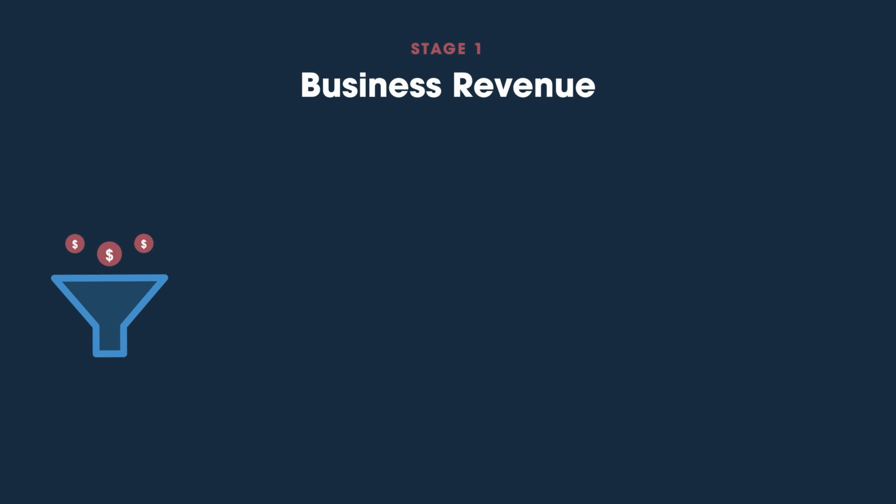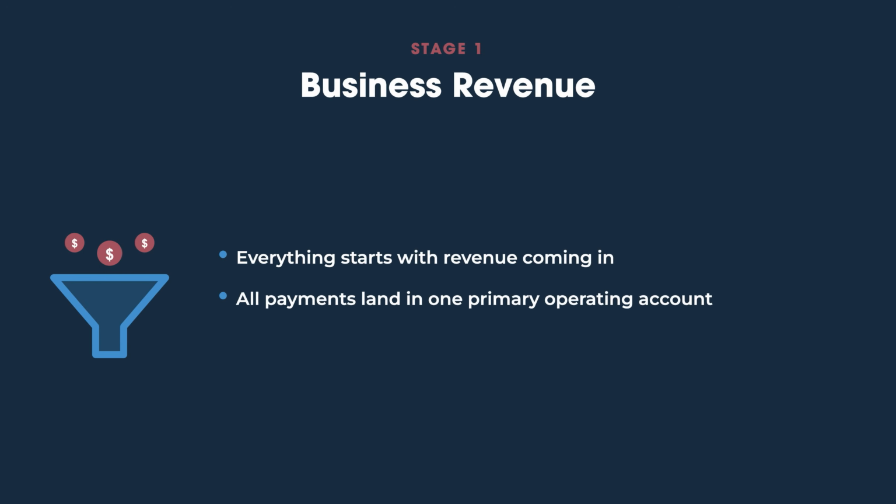A simple framework most business owners can use has 4 stages. Stage 1, business revenue. Everything starts with revenue coming into a central location. It's the top of the funnel. All client payments, sales, or contracts should land in this one account I call a hub account. The goal here is clarity. You want to know exactly what the business is generating before anything else happens.